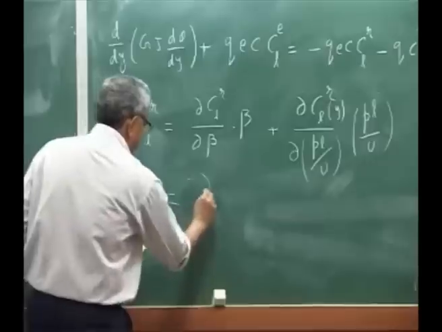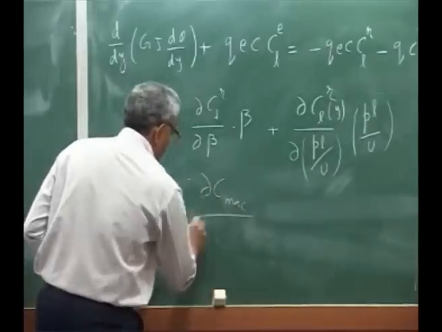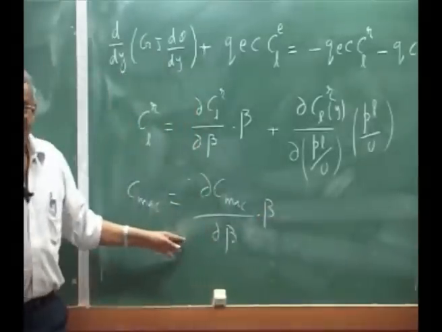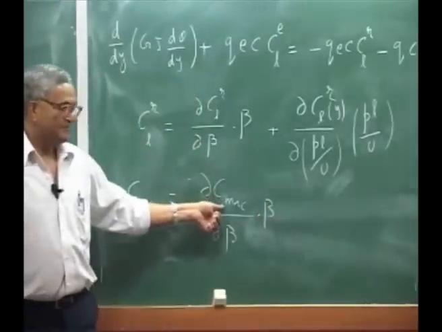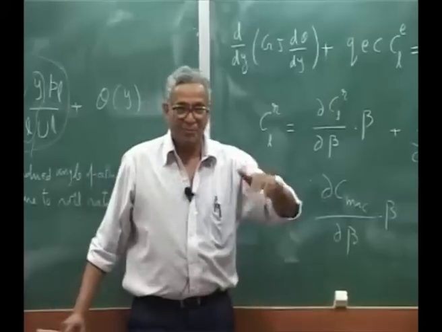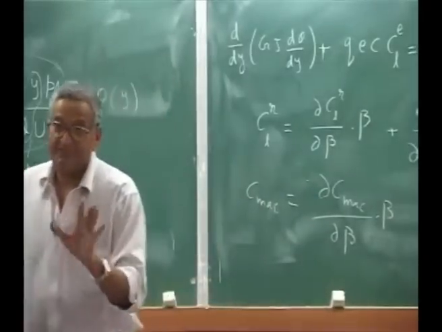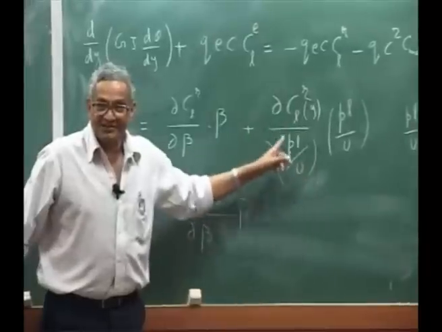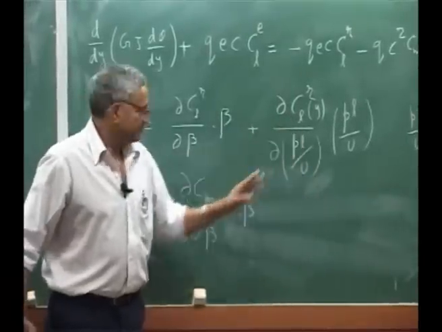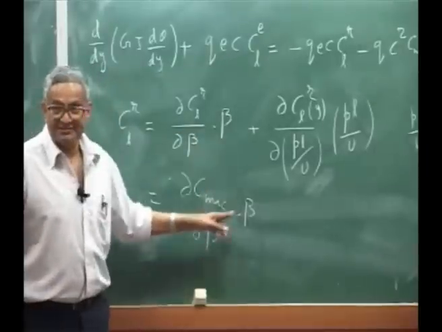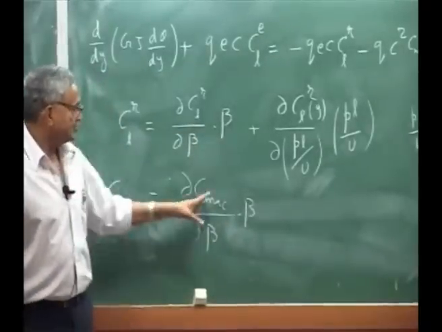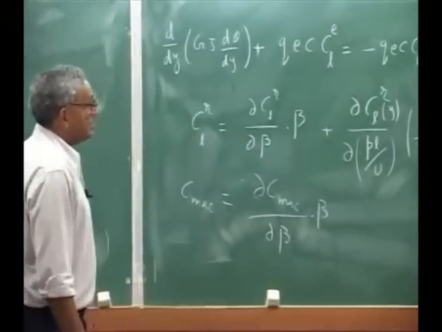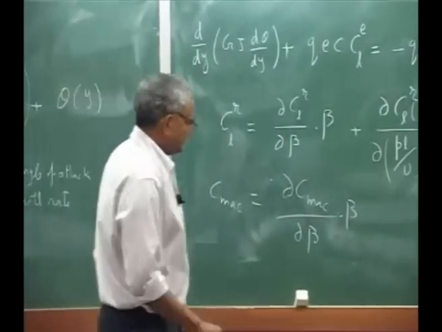Similarly, you will write your CMAC. This is delta CMAC over delta beta into beta, because my moment coefficient is independent of angle of attack, because this term is only angle of attack change. This is not due to camber change, whereas this is camber change, beta. That is why you say CMAC is only this. Okay. Now what you write, you will go to what is N, my load factor.